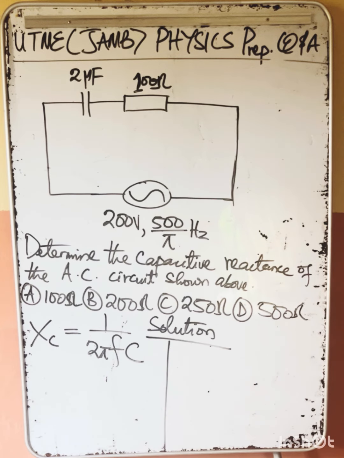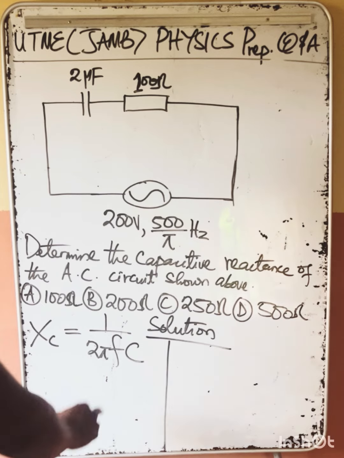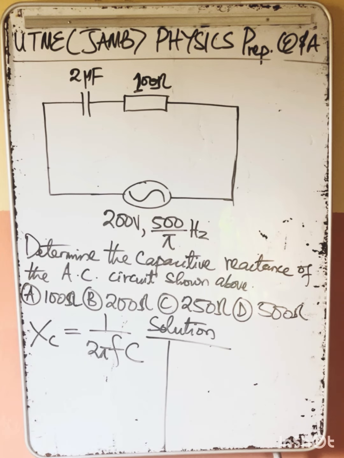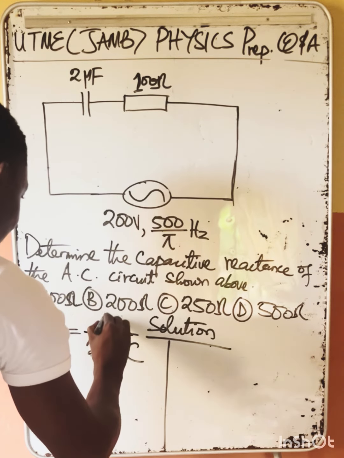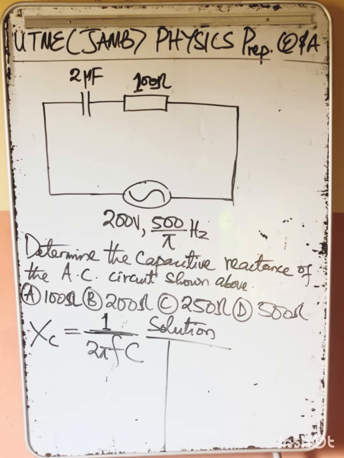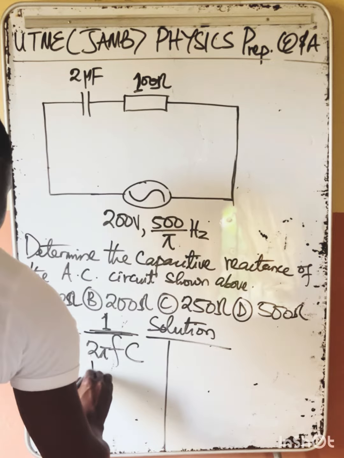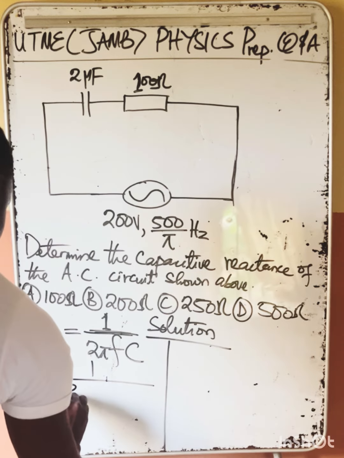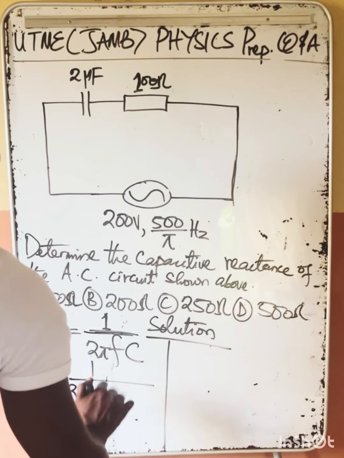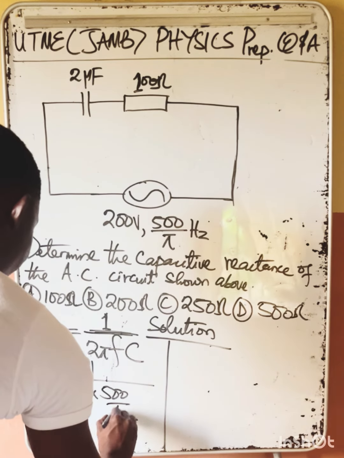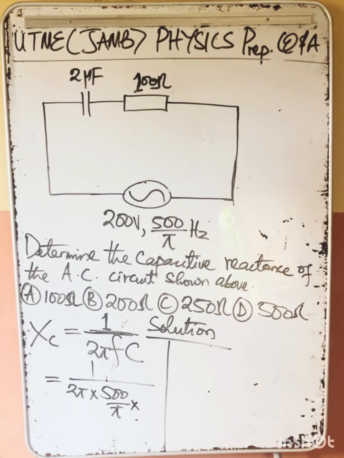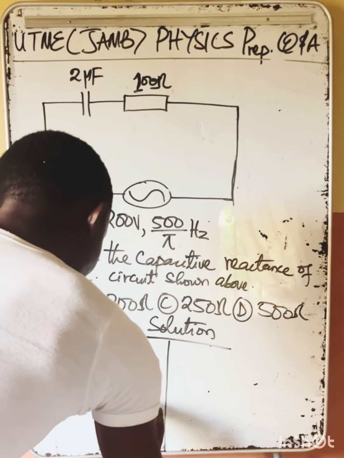Okay, in this formula, X subscript C represents capacitive reactance in ohms. The f is the frequency of the supply in hertz, while C is the capacitance of the capacitor in farads. So this time around it is in a multiple of microfarad. So let's begin to substitute these values. It remains 1 over 2 pi times our f here, which is 500 over pi, times our C here.